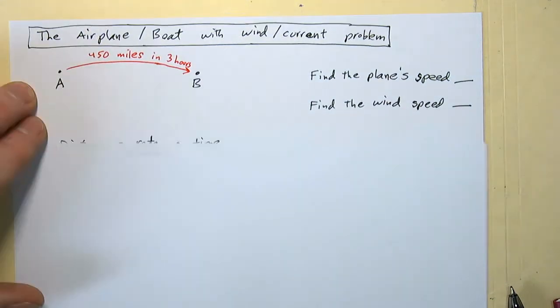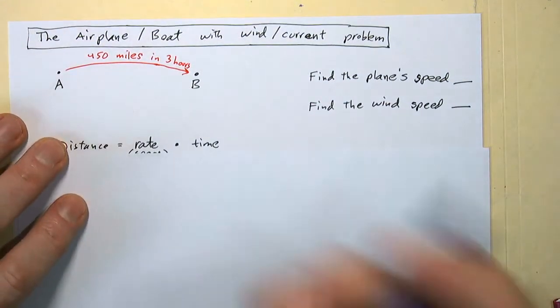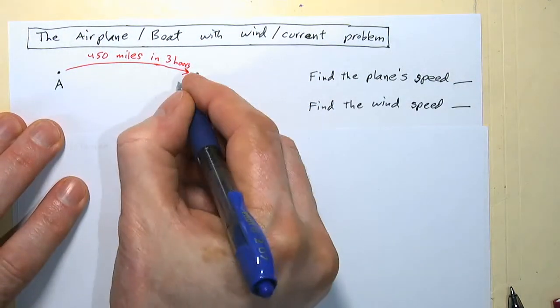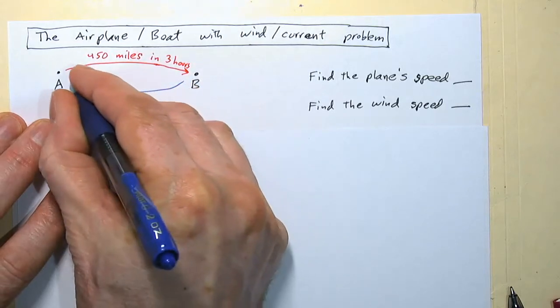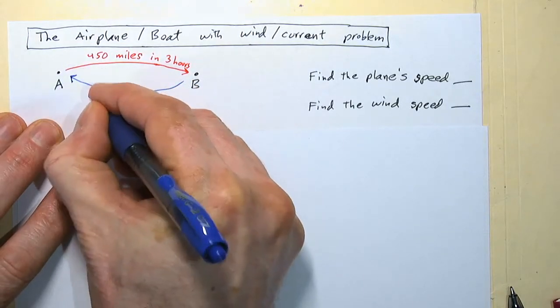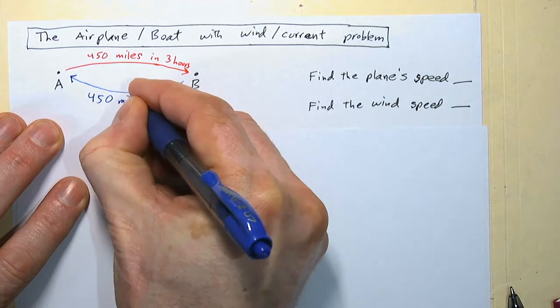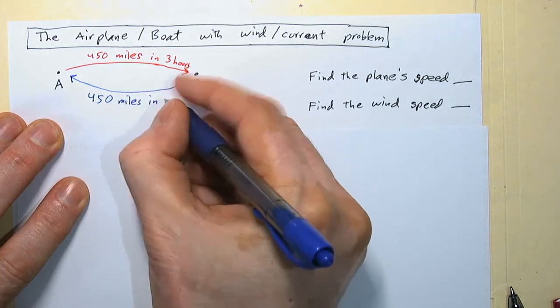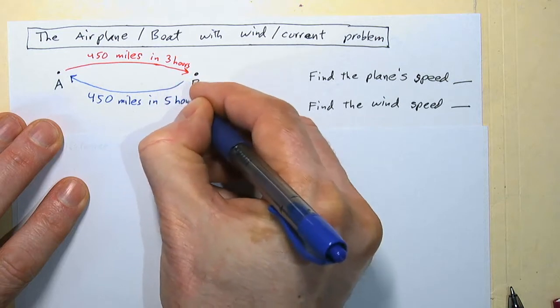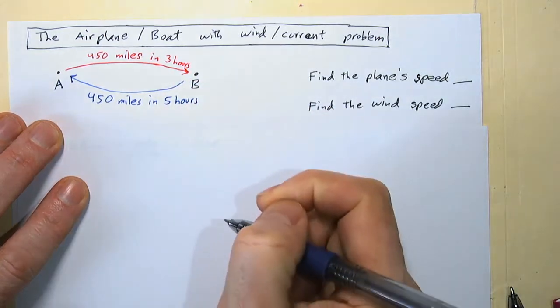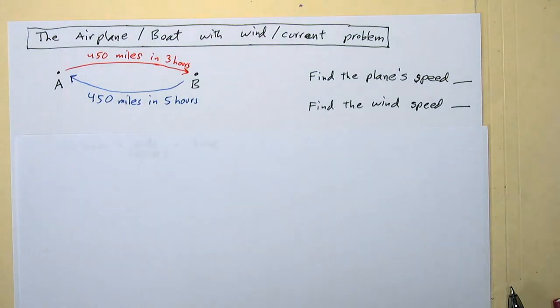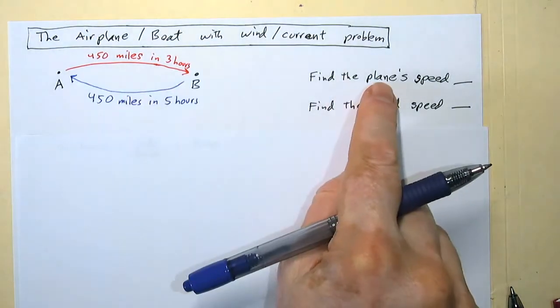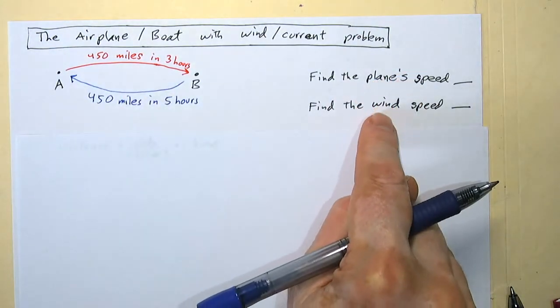But wait, there's a little catch here. On the way back, they flew the same exact trip, 450 miles, but they did it in 5 hours. Why did it take them so much longer? Well, when the plane flies, there's also wind.